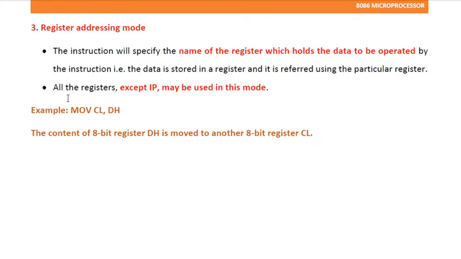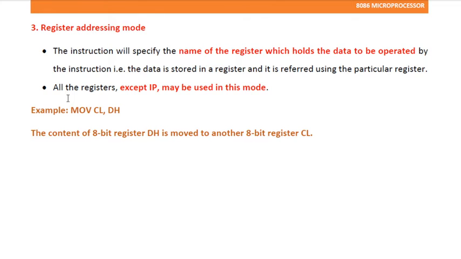Now the next addressing mode that you have is called register addressing mode. In case of register addressing mode, the operand is present in the register. The instruction will specify the name of the register which holds the data to be operated on by the instruction. That is, the data is stored in the register and it's referred to using that particular register. So this is what happens in register addressing mode.